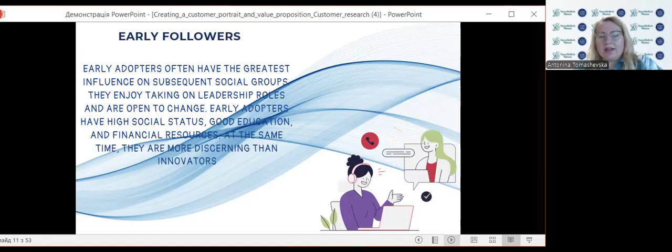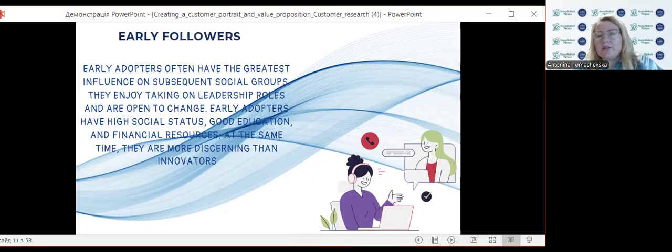Early adopters. Early adopters often have the greatest influence on subsequent social groups. They like to act as leaders and are open to change. Early adopters have higher social status, good education, and financial resources. At the same time, they are more selective than innovators.